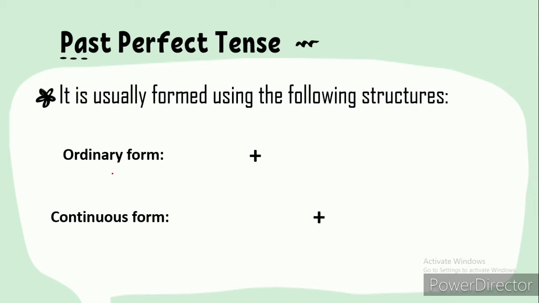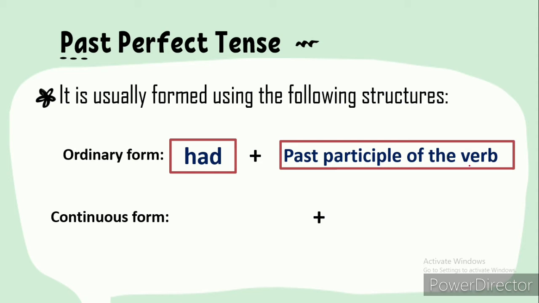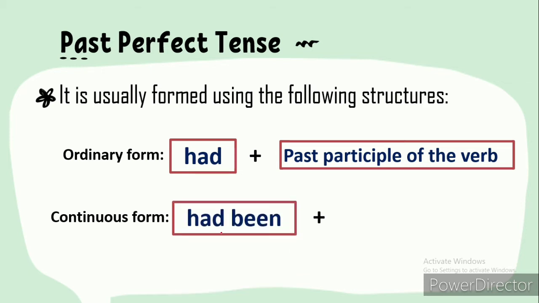For the ordinary form, we have had plus past participle of the verb. Let's say that our verb is the word go. The base form is go, the past form is went, and the past participle is gone. So for the past perfect tense, we have had gone. Then we also have the continuous form. So we have had been plus verb ending in ing. So we can say had been going.